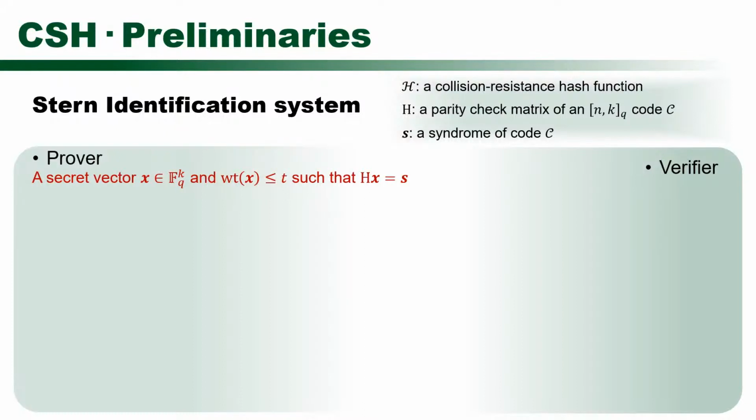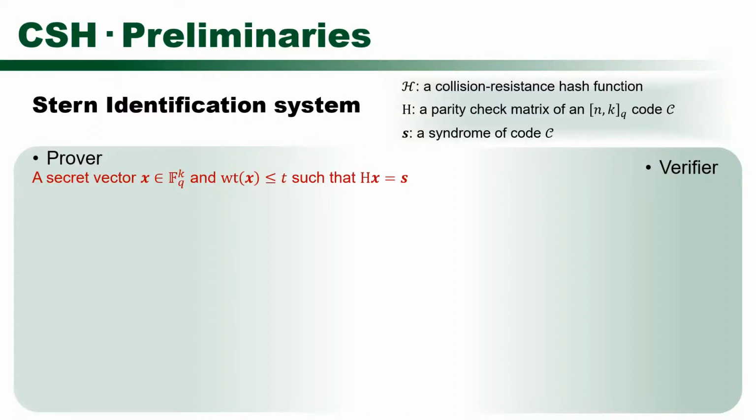Stern proposed a code-based zero-knowledge proof system whose security also relies on the syndrome decoding problem. This system is a three-pass prover-verifier protocol with cheating probability equal to 2/3. The prover can prove that he or she knows a secret vector x whose weight is less than t, and H x is a syndrome of a code C.